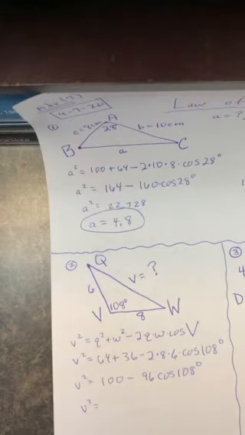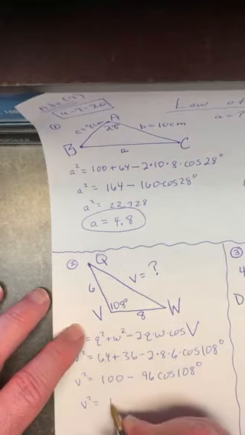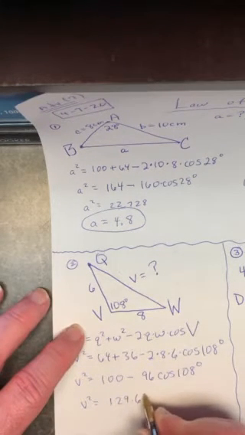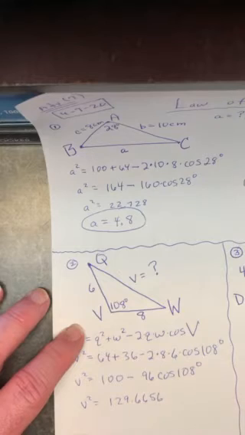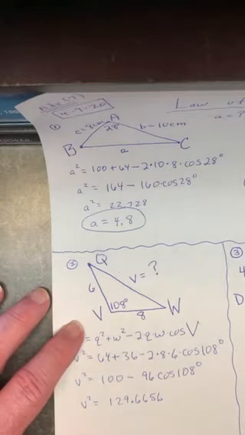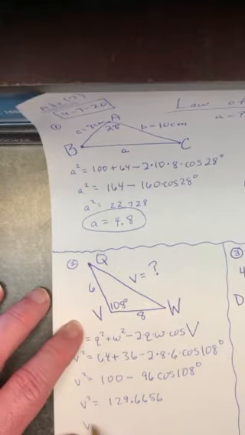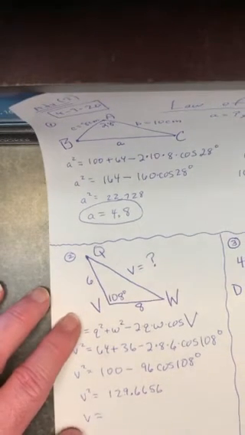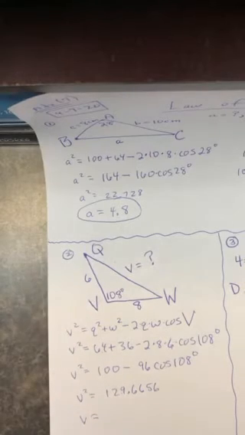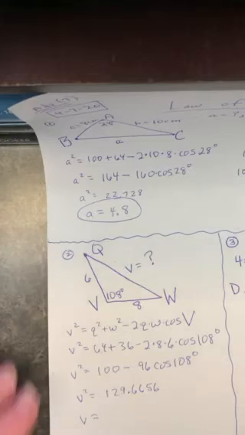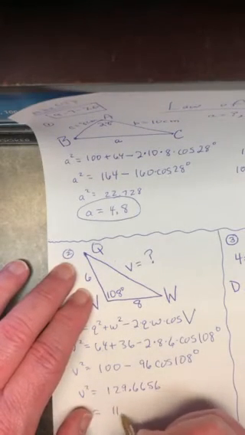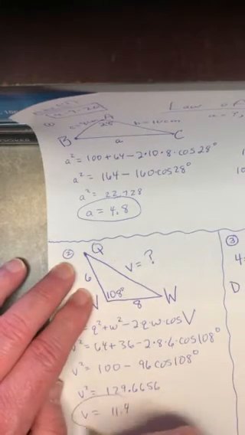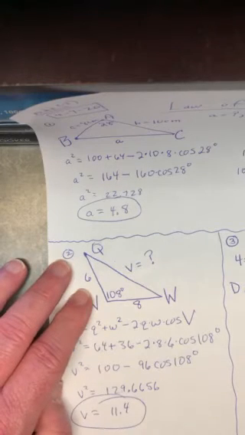I'm hitting enter. And I'm getting 129.6656, right? I'm just writing down the number that's on my calculator screen. But, of course, to get V by itself, we need to square root both sides. Agreed? So square rooting that number that's on my screen, it looks like side V is 11.4, and we did it. Okay? Not that bad. Getting the hang of it.